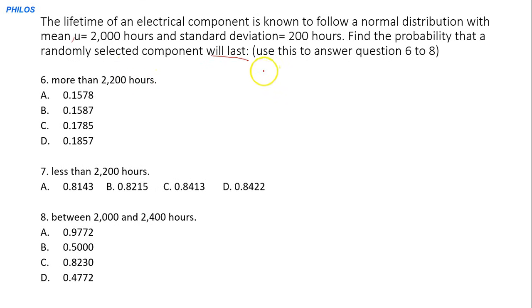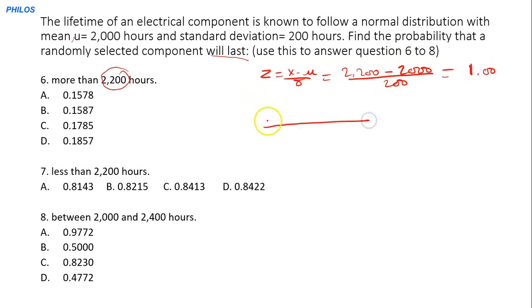So to find this, we need a z-score first. And z is equal to x minus mu divided by standard deviation. Now you consider this as your x. So 2200 minus, the mean is 2000 from the question, divided by the standard deviation of 200. So 2200 minus 2000 divided by 200 will give you positive 1.00. So when you sketch a curve, it's not compulsory to sketch a curve, but it's good to do that so that you know exactly what you are doing.